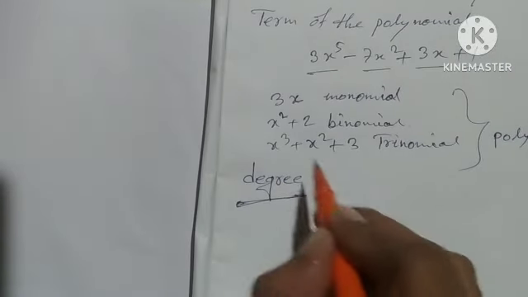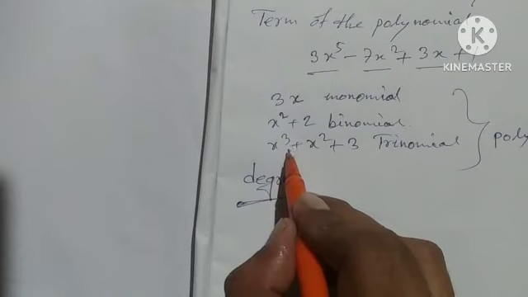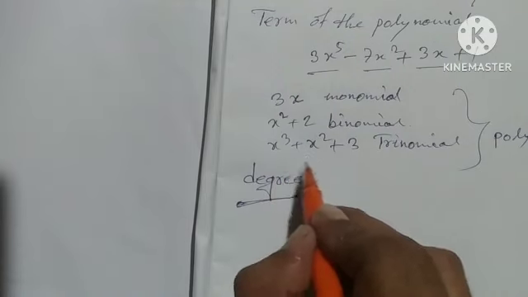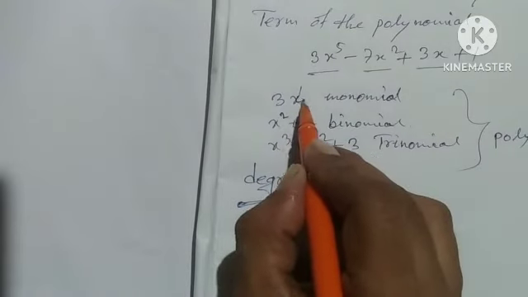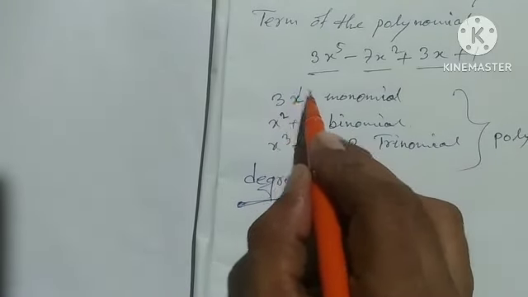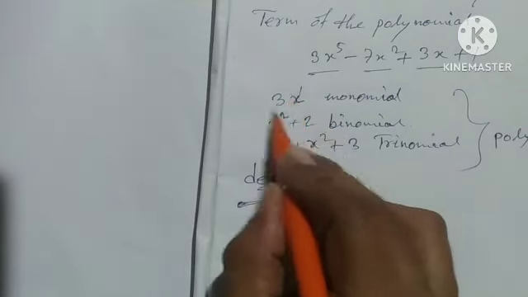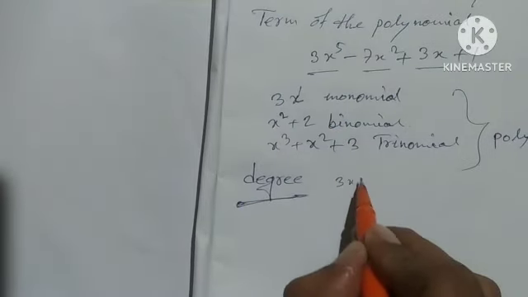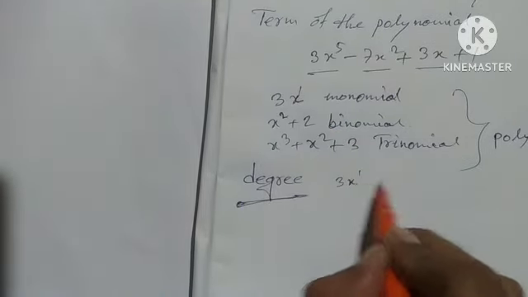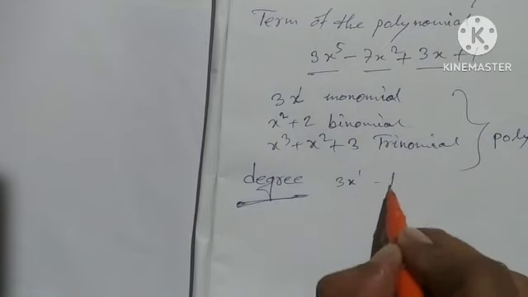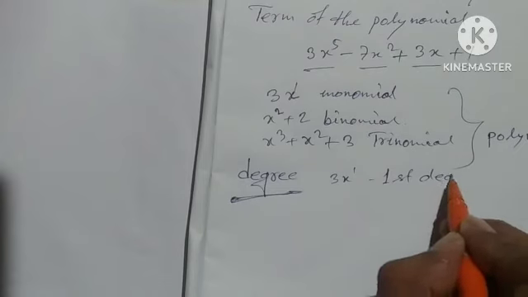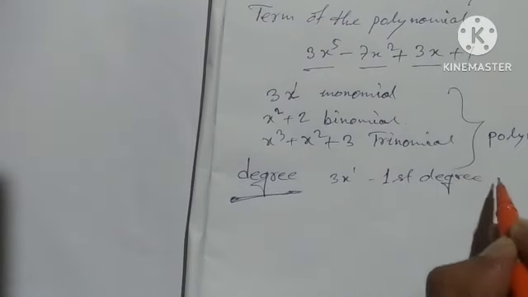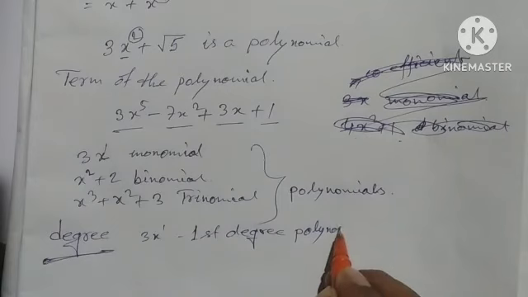Degree. What is degree? Degree is the highest power of the variable in a polynomial. So here the power of the variable is 1. So 3x is 1. That means it is a first degree polynomial.